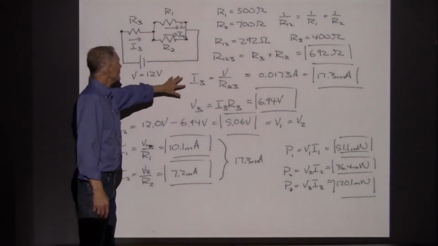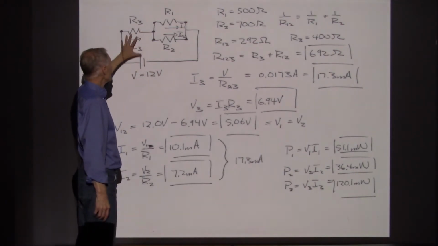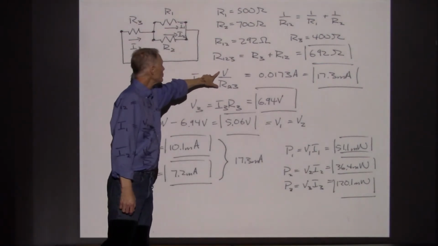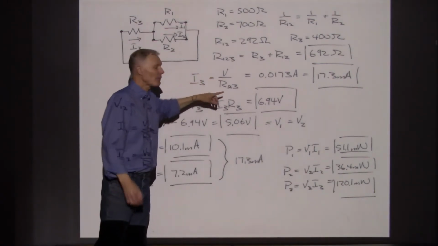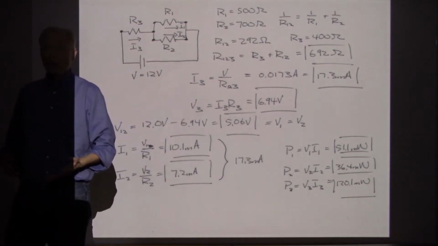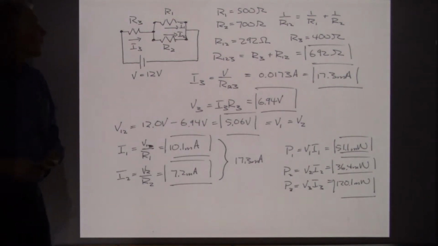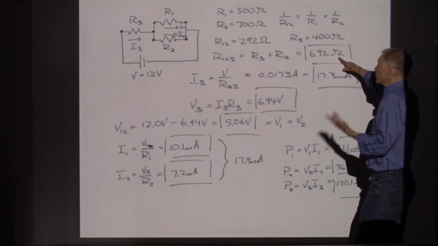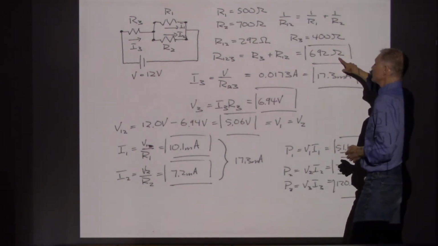The current then that I have going through this entire circuit, the current coming through the battery, will be the voltage of the battery divided by the combined resistance of the entire circuit. And we've shown that the entire resistance of the combined circuit is 692 ohms.